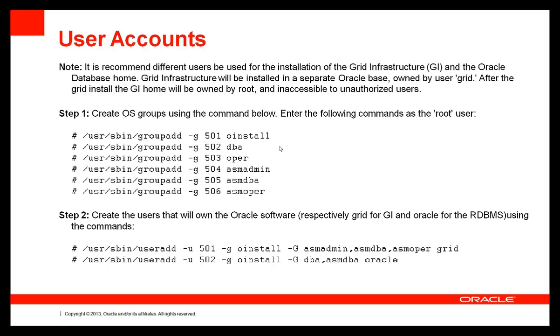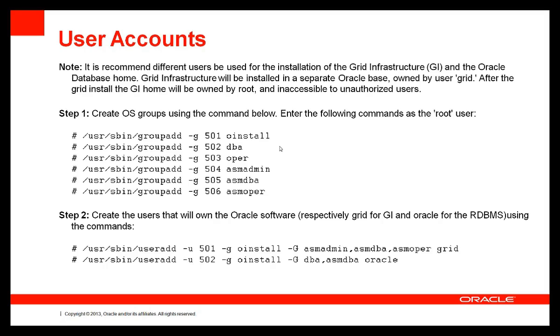Because we are in a role-separated environment, we will need independent Oracle bases for each of the users. So Grid Infrastructure will have its own Oracle base, as will the RDBMS software. So step 1 is to create the OS users and groups using the command /usr/sbin/groupadd -g group ID and the group name. For this installation, we'll be using oinstall, dba, oper, asmadmin, asmdba, and asmoper.